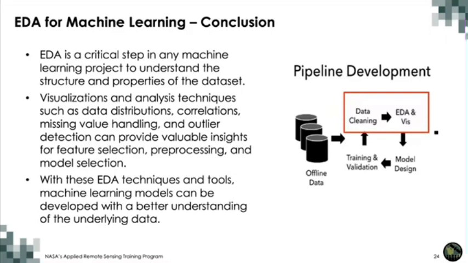Visualizations and analysis techniques such as data distributions, correlations, missing value handling, and outlier detections can provide valuable insights for feature selection, pre-processing, and model selection. With these EDA techniques and tools, machine learning models can be developed with a better understanding of the underlying data.